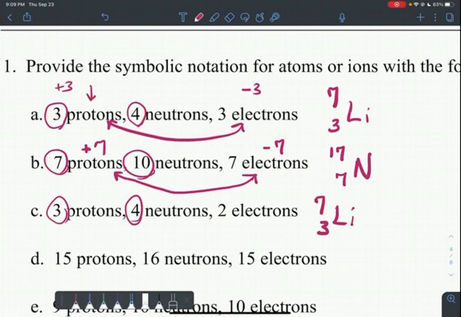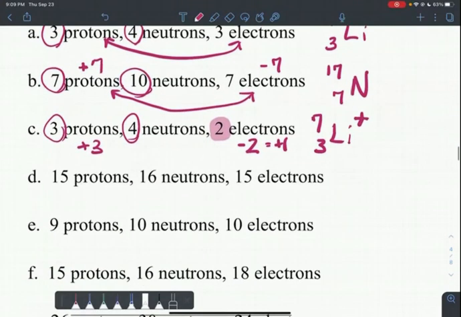Now, here's the big deal. We only have 2 electrons. So that's 2 negative charges and 3 positive charges. So that gives me a difference of +1. So I'm going to put a plus. You don't have to put the 1. It's like balancing equations. You don't have to write it. All right, the next one.